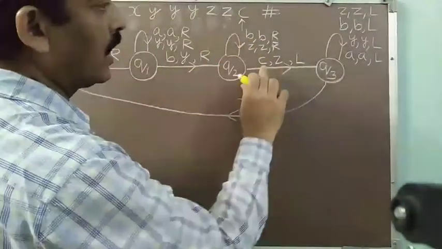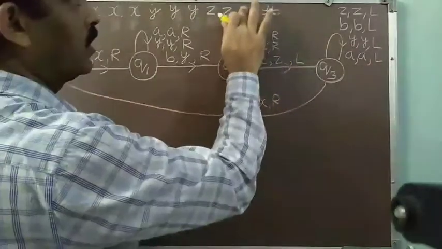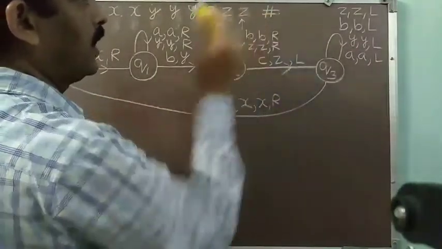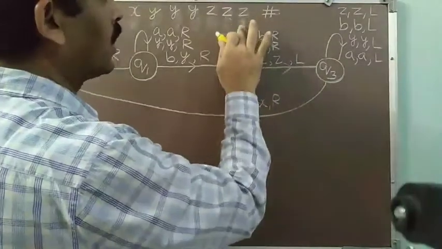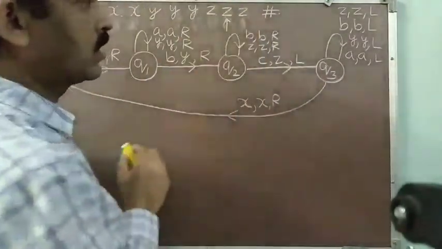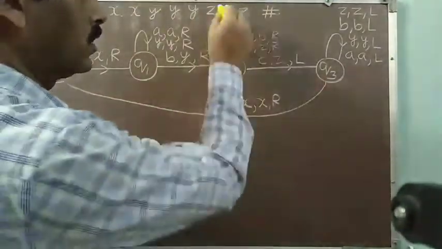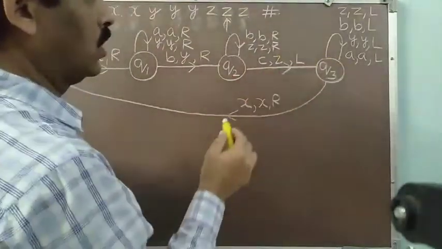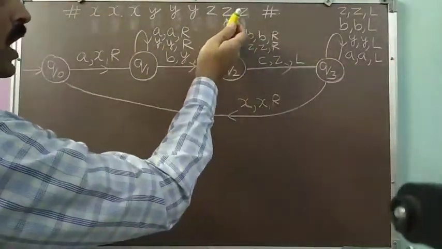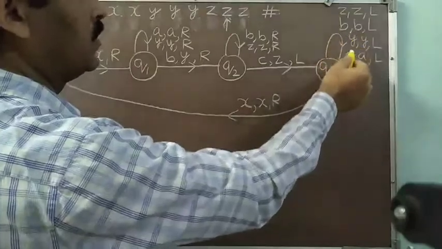When I get C, I will process it by replacing it with Z and then move one position left. So I will come to this particular symbol and then I am in the state Q3. Now I have to skip all the Z's, B's, Y's and A's.